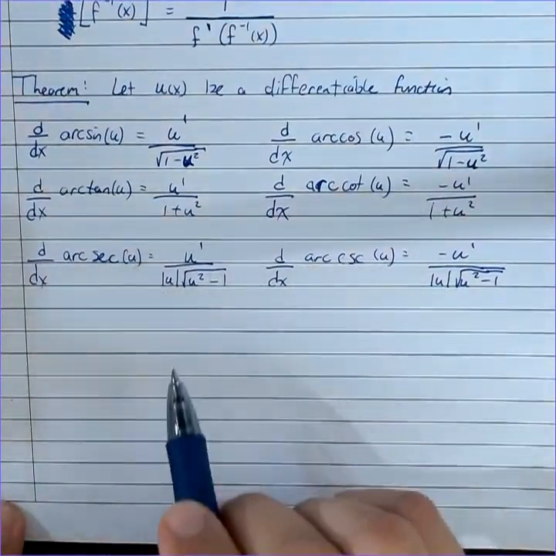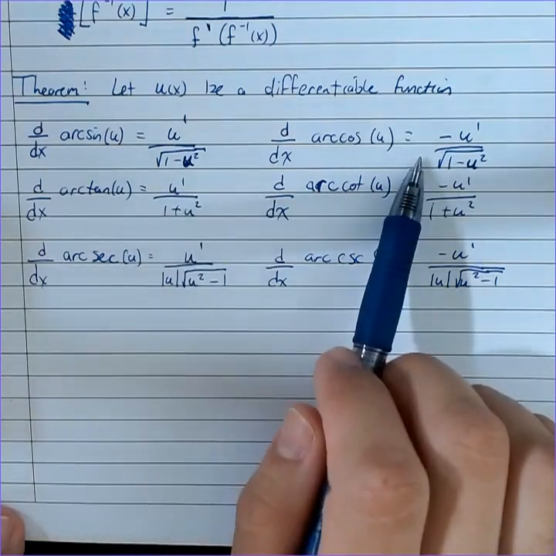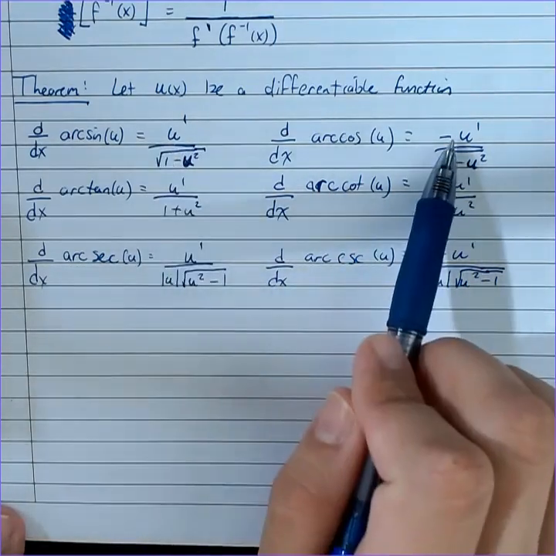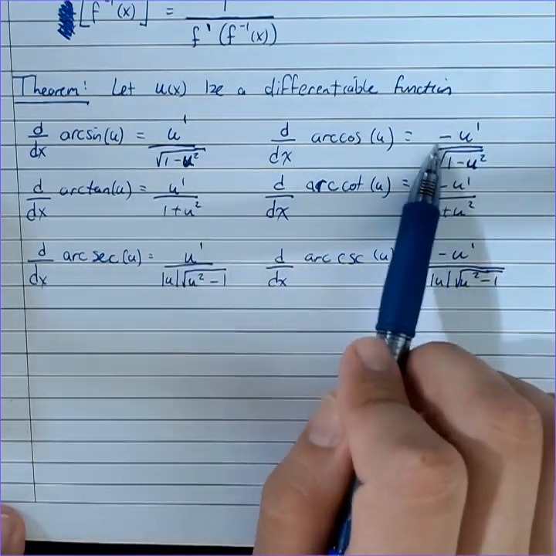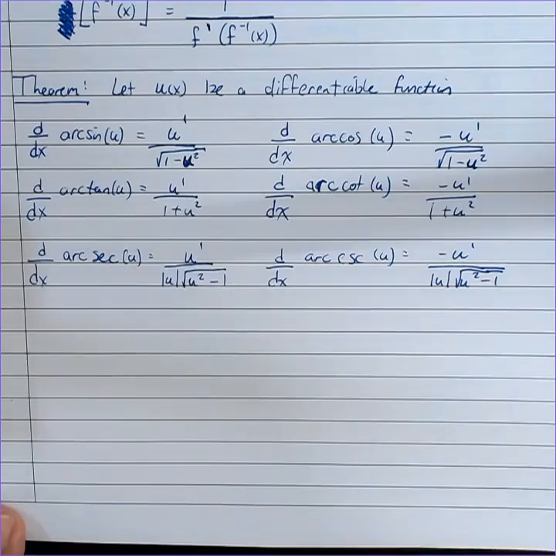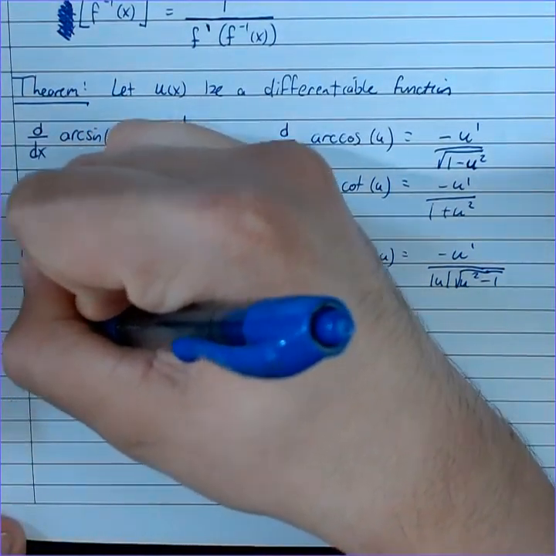The proofs are very similar between one and the other. In fact, the proof for this one and this one are almost identical, hence the very similar looking expressions. The only difference is this one will produce a negative, whereas this one doesn't. So I'm going to go ahead and say this is a partial proof, because I'm not going to prove all of them.